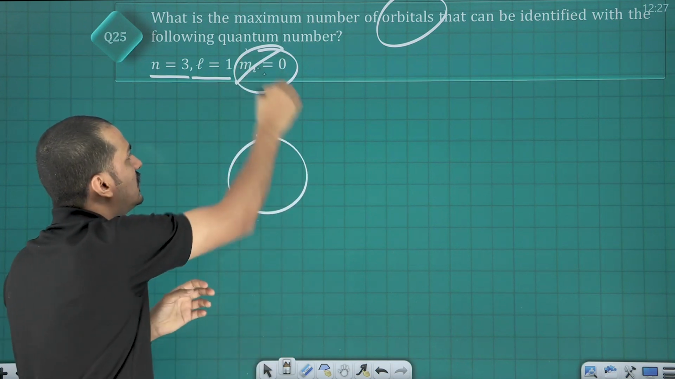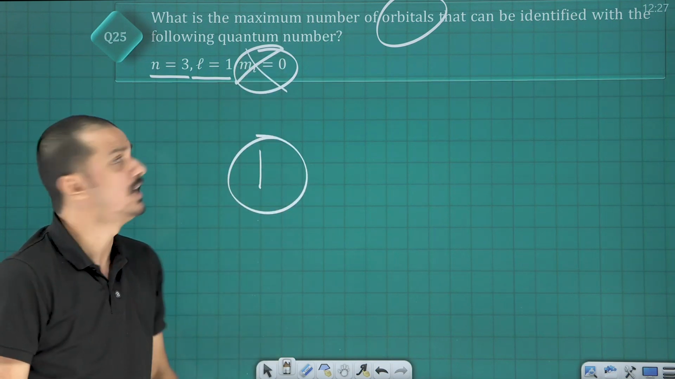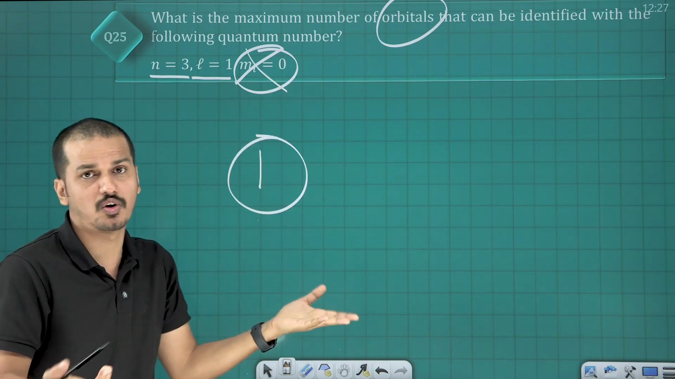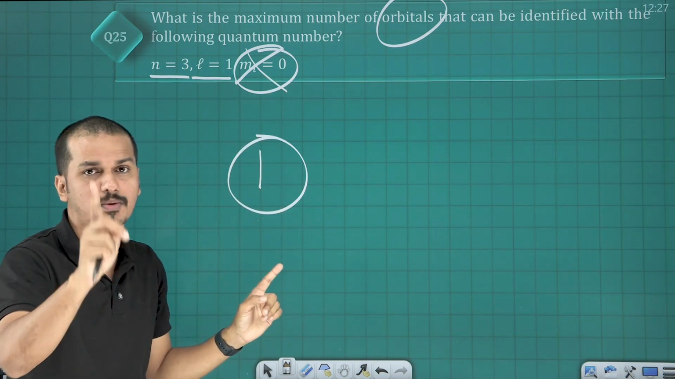If they are not giving this, it means 3 orbitals are possible. L value, how many are possible? -1, +1, 0. M value 0 they have already given. That means only one orbital is possible. So what's the answer? 1.